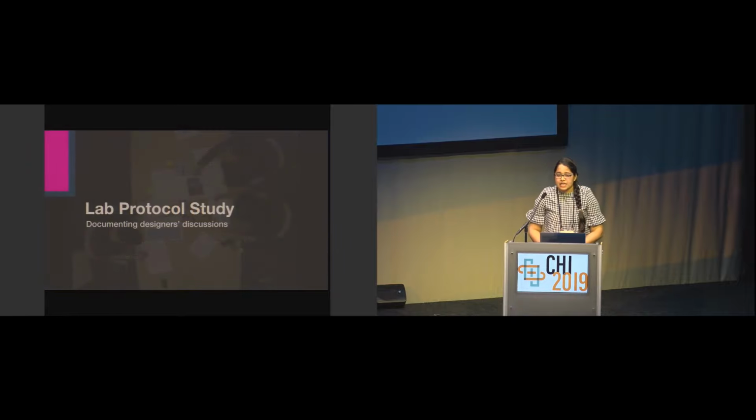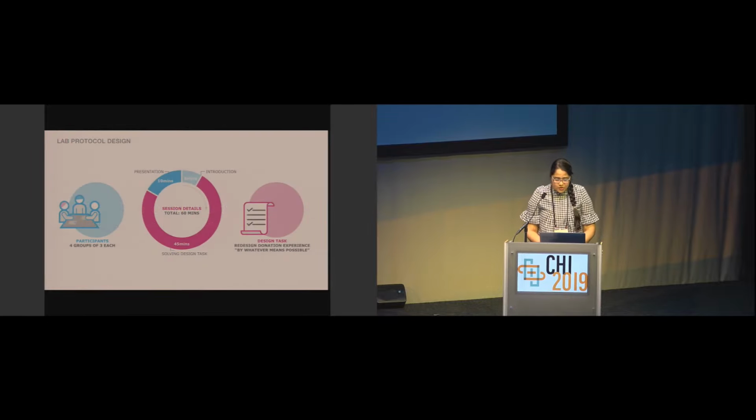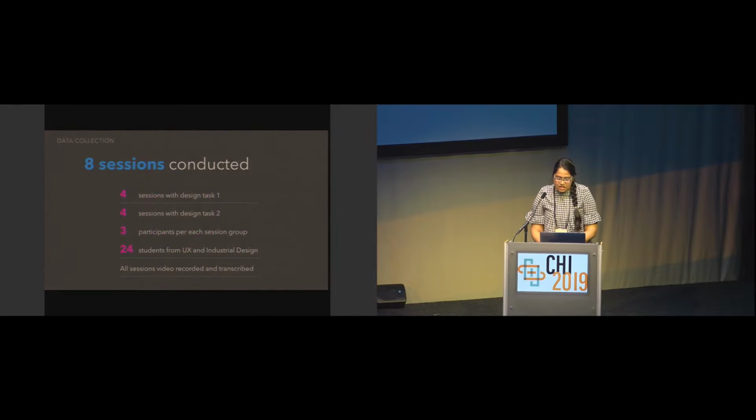To describe, analyze, and reveal value discovery during design activity in sufficient detail, we used a lab protocol study approach to document the discussions and design activities of student designers. Each protocol session had three participants. Each session was 1 hour in duration, including the introduction of an authentic task that required participants to navigate an ethically ambiguous space, working on the design task for 45 minutes, and the presentation of design outcomes with follow-up questions from the researchers. We have conducted protocol studies with two different design tasks. In total, we conducted 8 sessions, 4 for each design task, with a total of 24 participants.